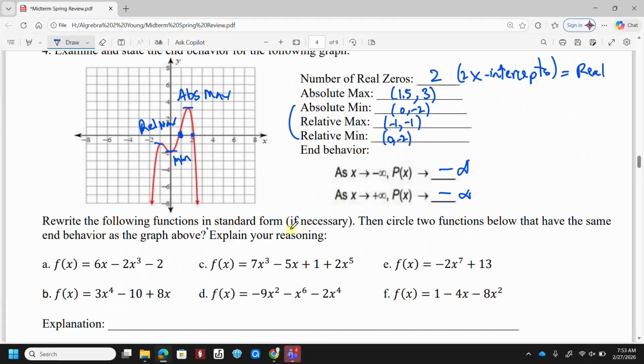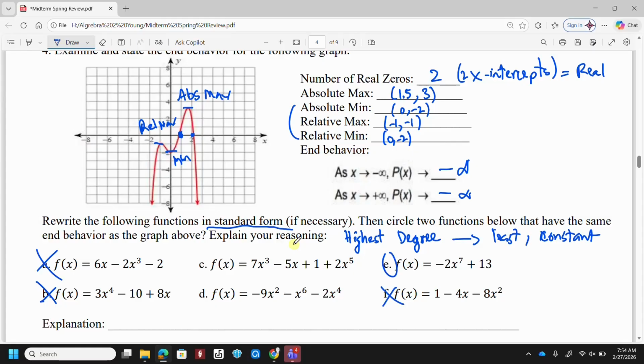So the standard form, so the highest degree, you have to put this in order from the highest degree to the lowest, and then a constant. So that's what standard form means. So this one is wrong. This one is wrong. Let's find the right one. So this is right. This is wrong. This is wrong. This is wrong.